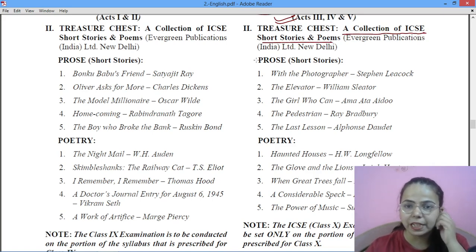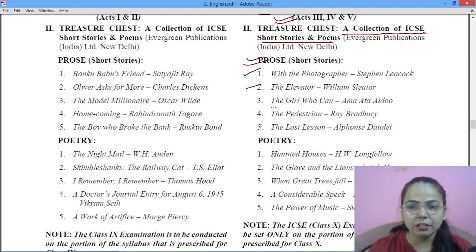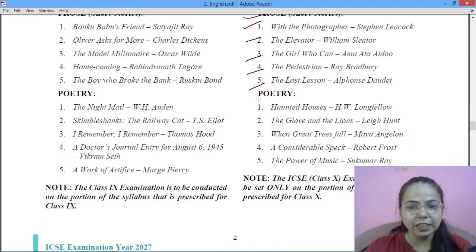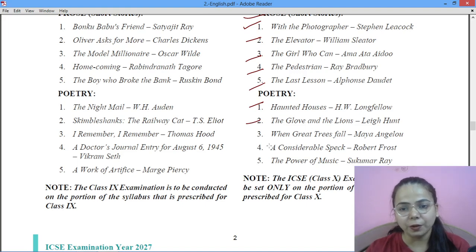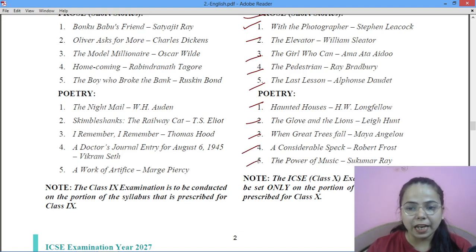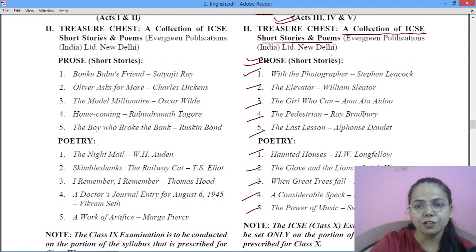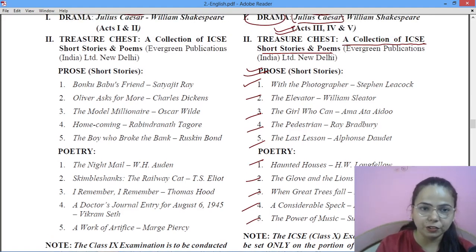So first comes prose or short stories. The 5 stories and 5 poems you are supposed to study are With the Photographer, The Elevator, The Girl Who Can, The Pedestrian and The Last Lesson. And in poetry you will be studying Haunted House, The Gloves and the Lions, When Great Trees Fall, A Considerable Speck and The Power of Music. So these are the 5 stories and 5 poems, and the drama portion, that is Julius Caesar, Act 3, 4, 5 that you will study.